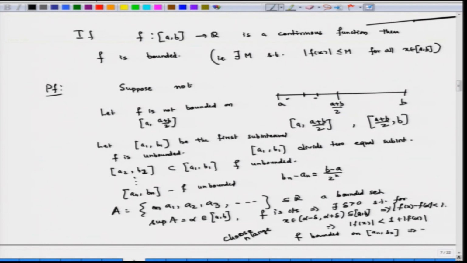which is a contradiction. So, forget about the proof, but the fact is that if f is a continuous function on a closed and bounded interval, then f has to be bounded. Okay, so thank you. We will continue with studying the properties of functions using derivatives.